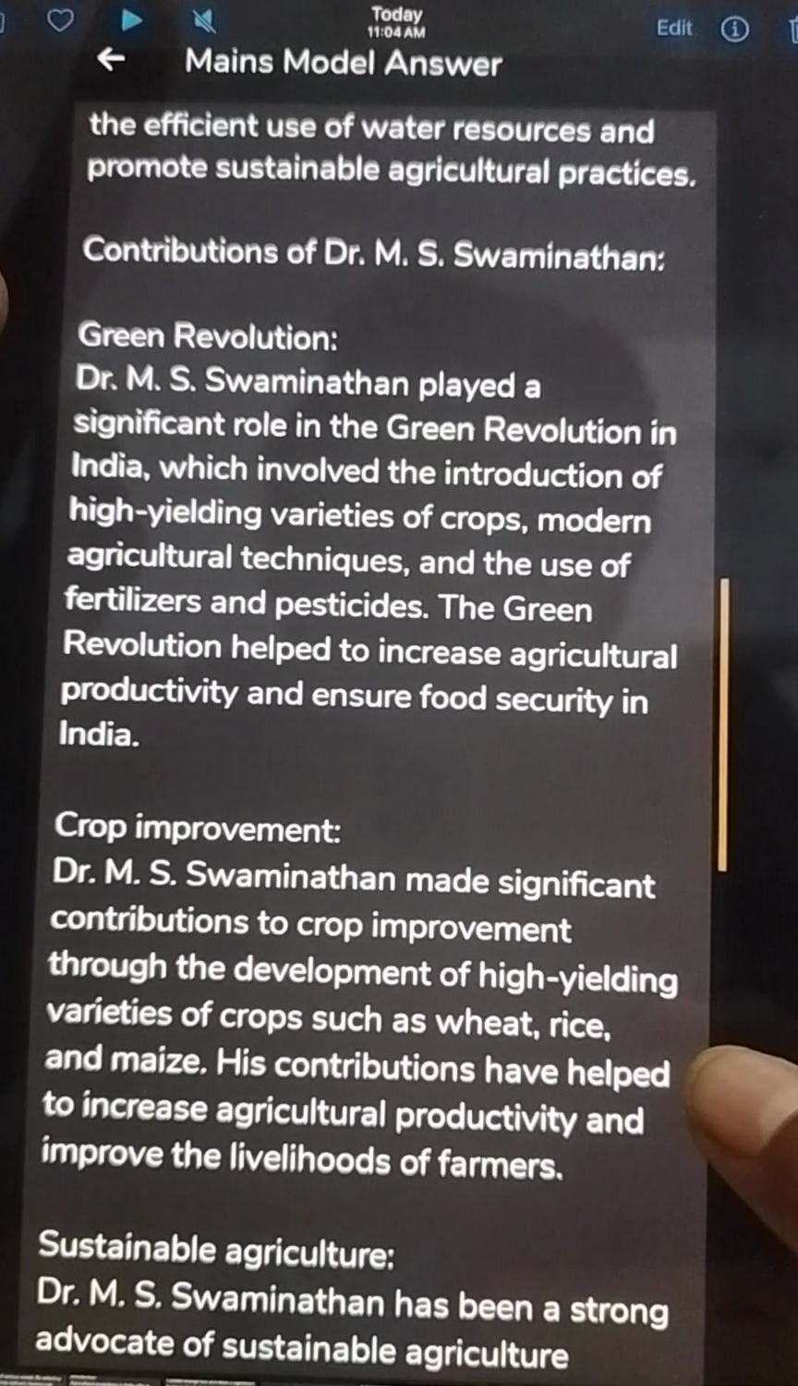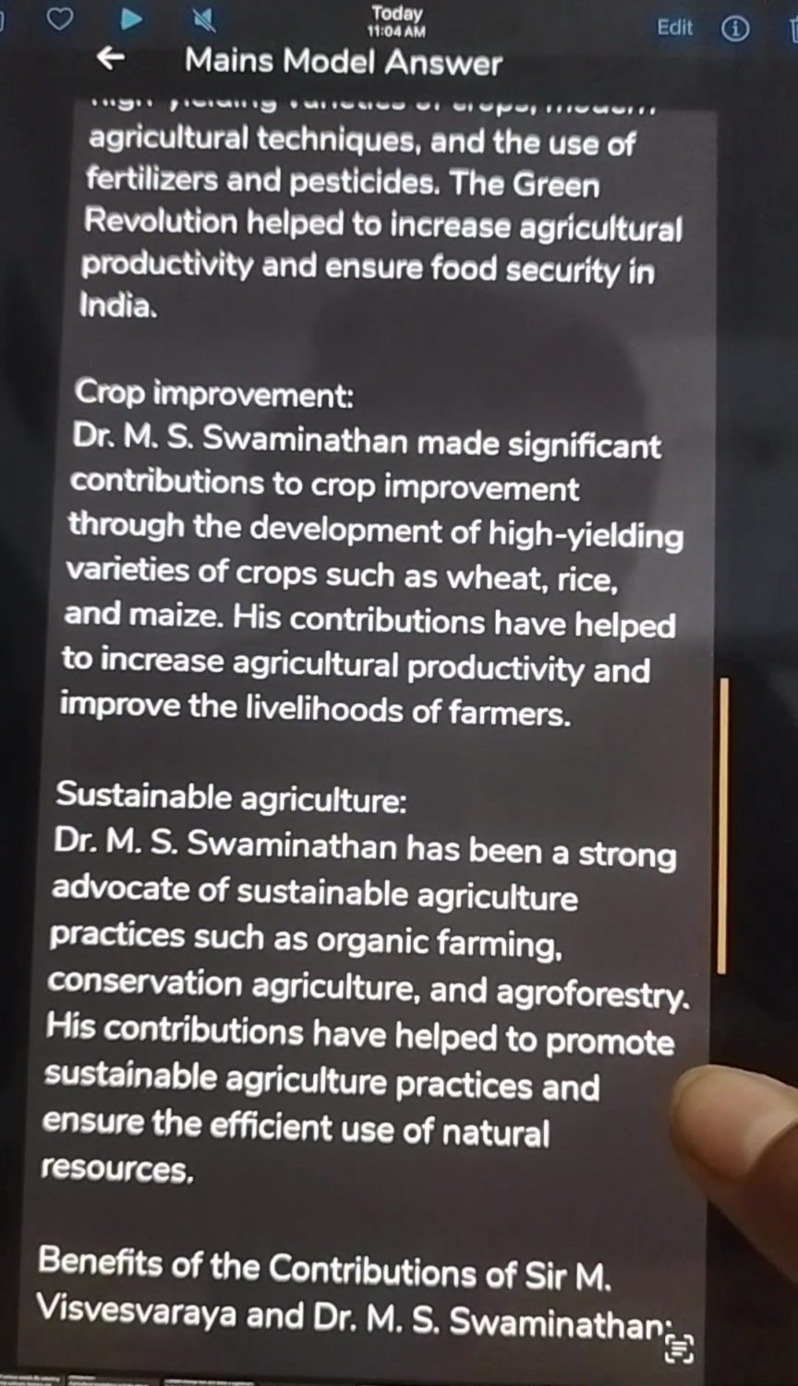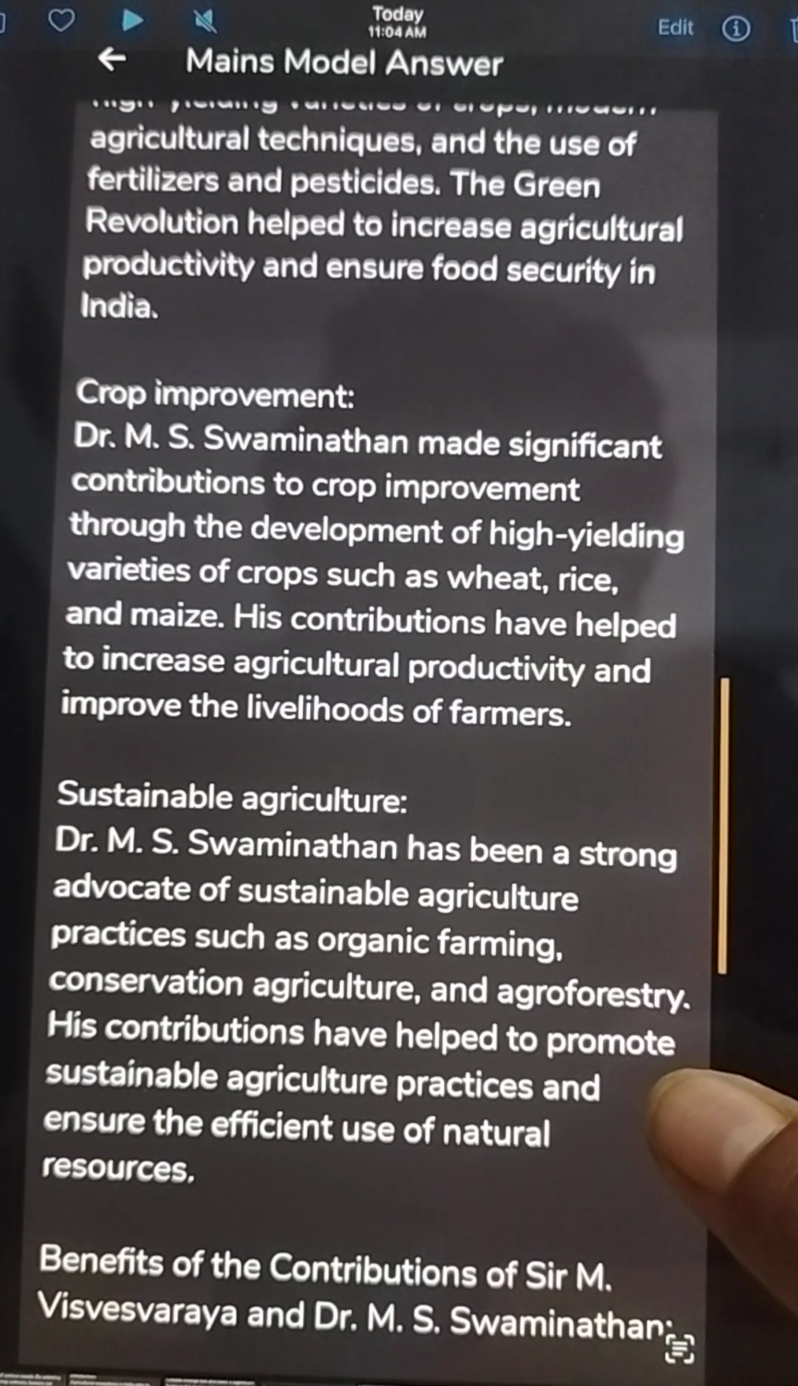Second is crop improvement. Dr. M. S. Swaminathan made significant contributions to crop improvement through the development of high-yielding varieties of crops such as wheat, rice, and maize. His contributions have helped to increase agricultural productivity and improve the livelihoods of farmers. Then comes sustainable agriculture. Dr. M. S.